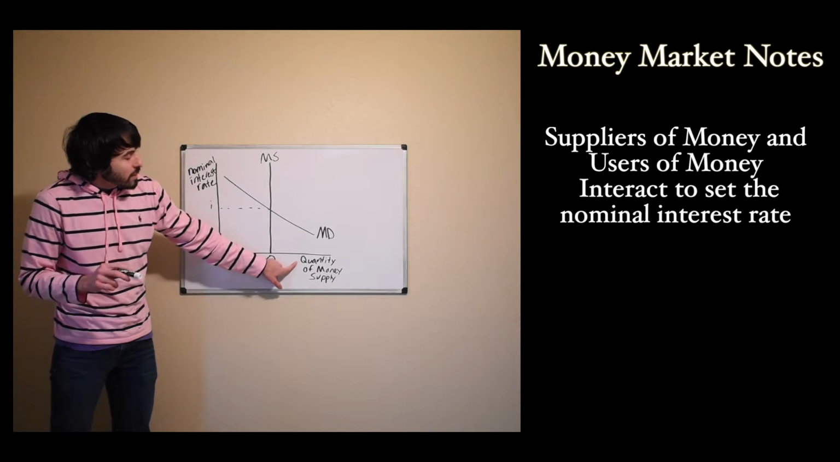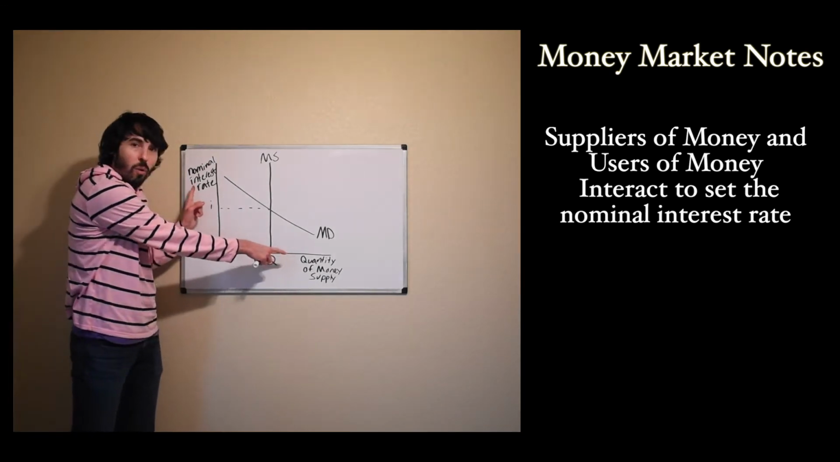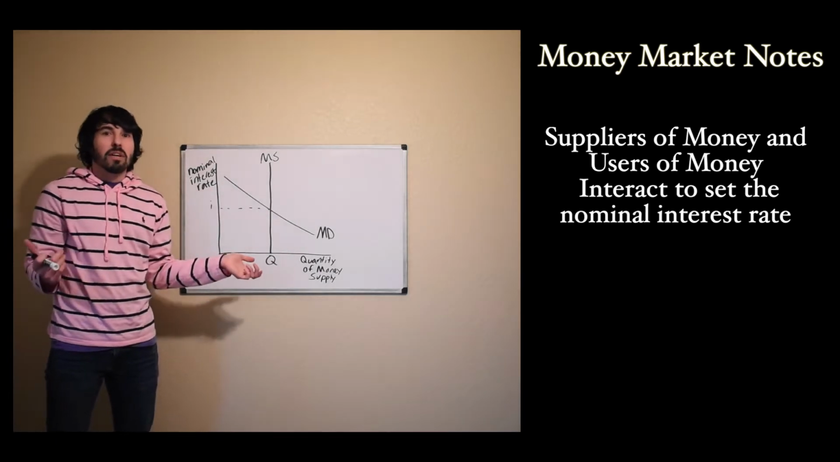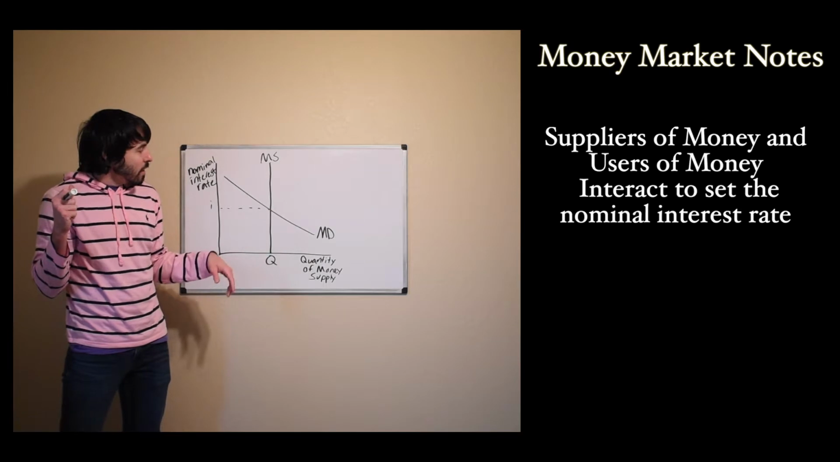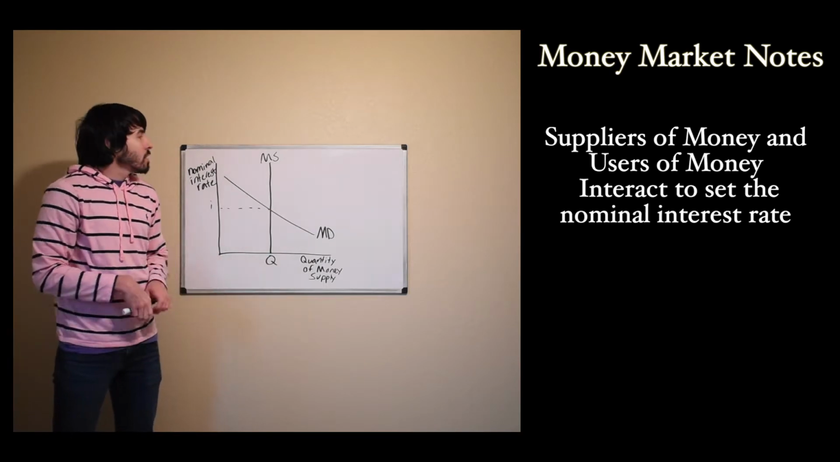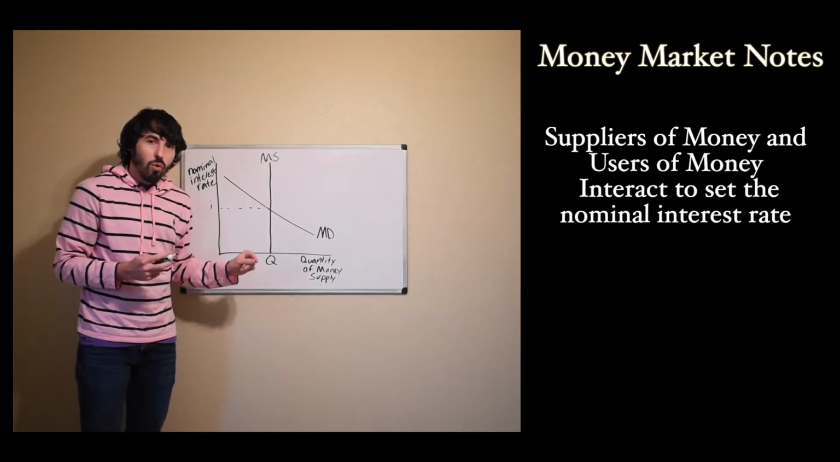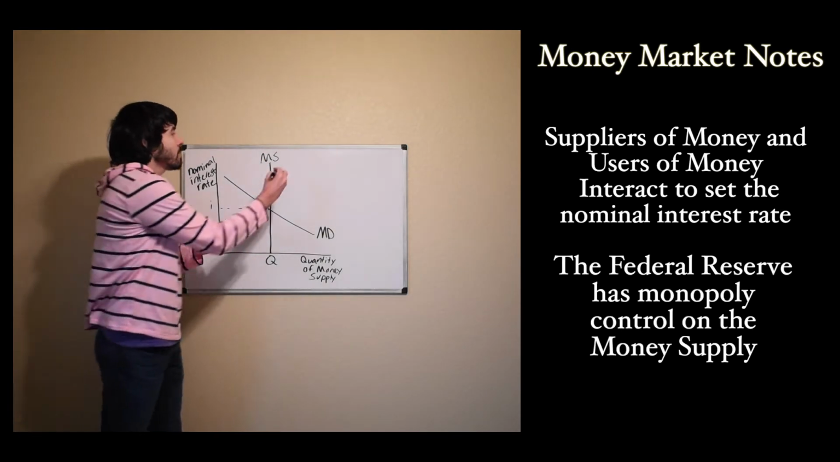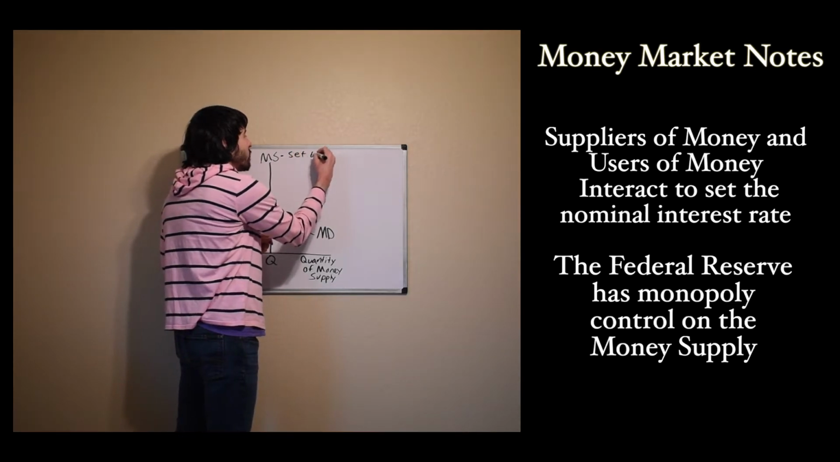Down here in quantity, it's going to be the quantity of money supplied. So remember, this is literally just price and quantity. It's just now, instead of the price and quantity of hamburgers or cookies, it's the price and quantity of money. So the money supply curve is going to be straight up and down, and the whole reason that curve is vertical is because it is controlled or set by the Federal Reserve.